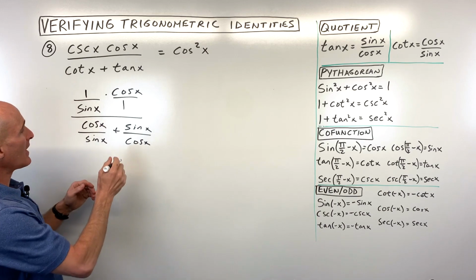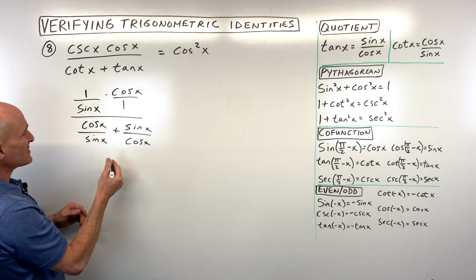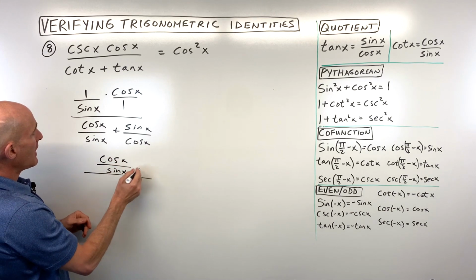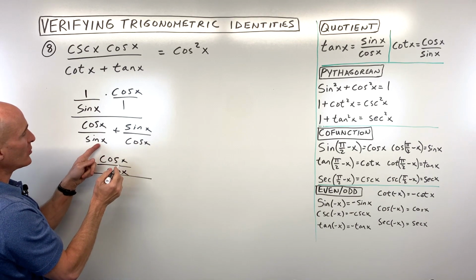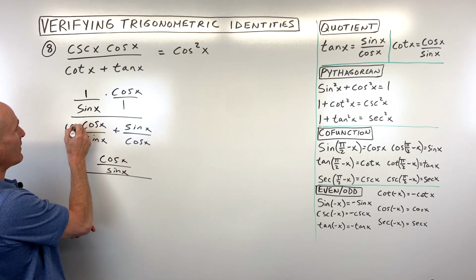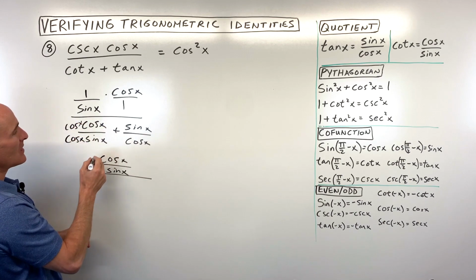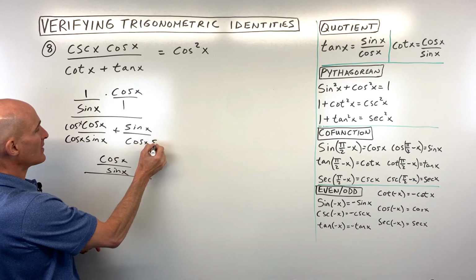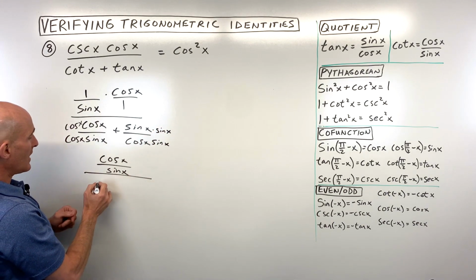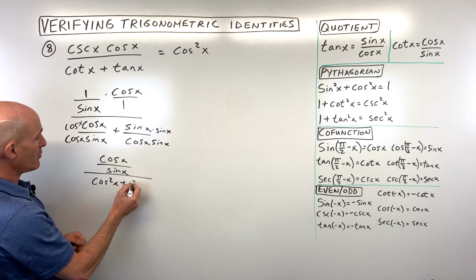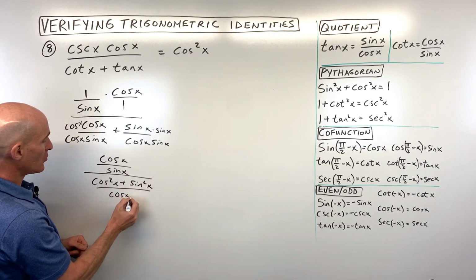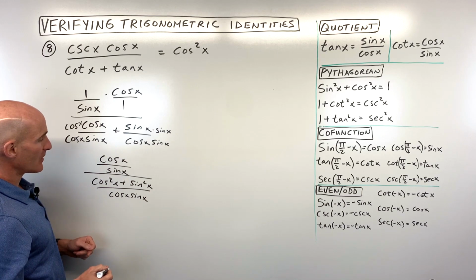Okay, so let's simplify down what we have here. We've got cosine over sine for our numerator, cosine x over sine x. And then in our denominator, we want to get a common denominator. So it looks like this one is missing a cosine. So let's multiply the numerator and denominator by cosine x. And over here, we're missing a sine. So let's multiply the numerator and denominator by sine x. So if we do that, we get cosine squared x plus sine squared x over our common denominator of cosine x sine x. Okay, now this is interesting.